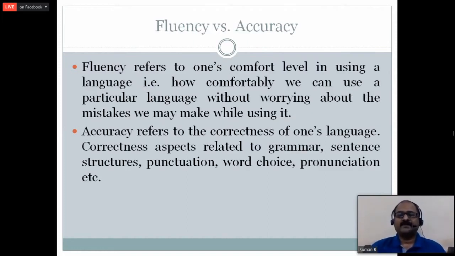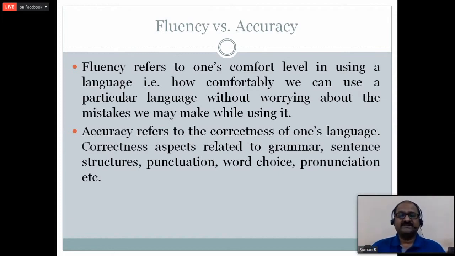Similarly, to extend our understanding, we need to understand what fluency and accuracy are. Fluency refers to one's comfort level in using a language. How comfortable you are in using a language, that refers to fluency. Accuracy refers to correctness. How correct is your language? The implication is that when we are beginning to learn a language, initially our primary goal is fluency. Fluency has to be our primary goal, which means developing this comfort by constantly exposing ourselves to the context of English, by learning the basic vocabulary and basic sentences.